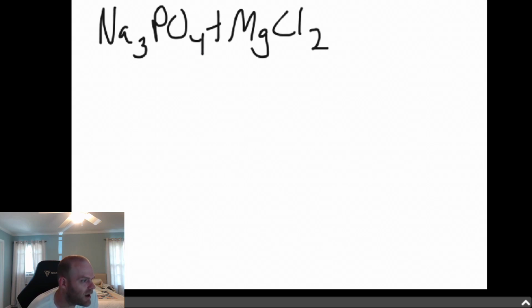Sodium phosphate. I'm going to do that on the iPad here. You can kind of see what's going on. So it's Na3PO4 plus magnesium chloride. Yields, and I'm going to come down right here, just kind of indent, Mg3.